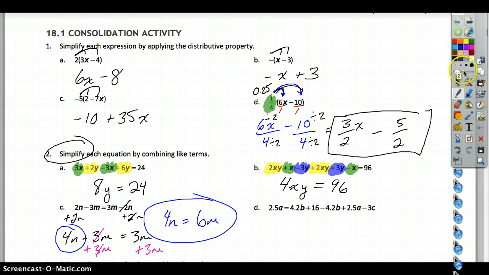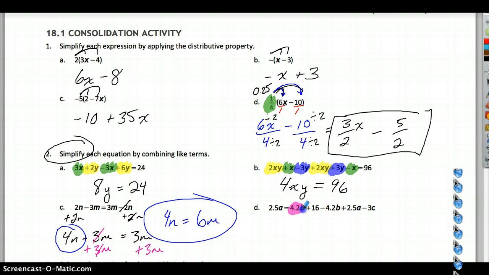And my last one here, 2.5a plus 4.2b plus 16 minus 4.2b plus 2.5a minus 3c. I'm going to look and see if anything cancels right away. And a couple things do cancel. I see that my 4.2b minus 4.2b, I can get rid of them because it's a zero pair and they're on the same side of the equation. So they're gone.